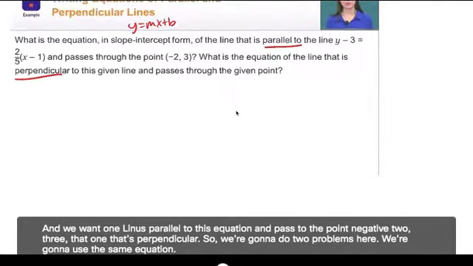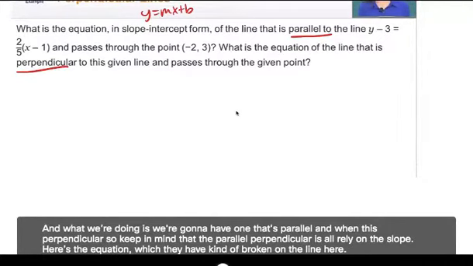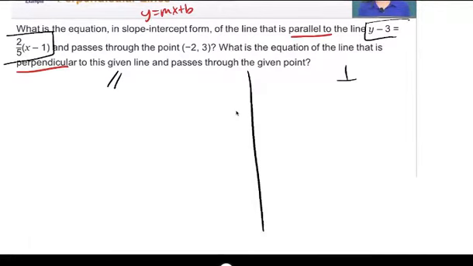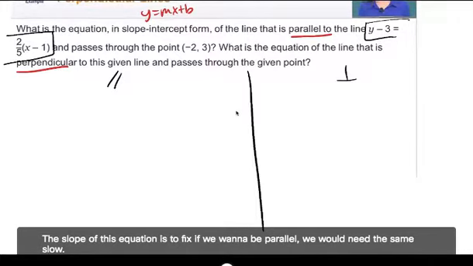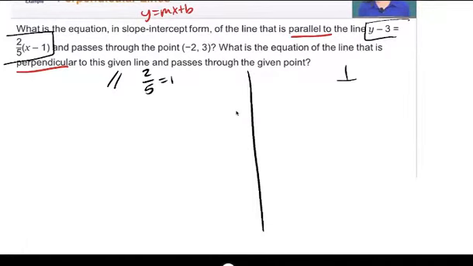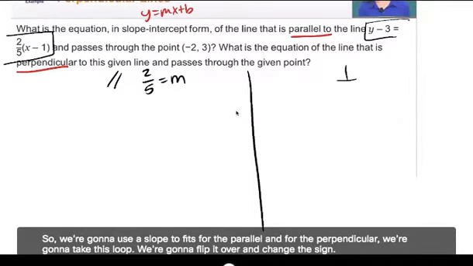We're going to use the same equation, and we're going to have one that's parallel and one that's perpendicular. So keep in mind that parallel and perpendicular is all reliant on the slope. Here's the equation, which they have kind of broken on the line here. The slope of this equation is 2/5. If we want to be parallel, we need the same slope. So we're going to use a slope of 2/5 for the parallel.